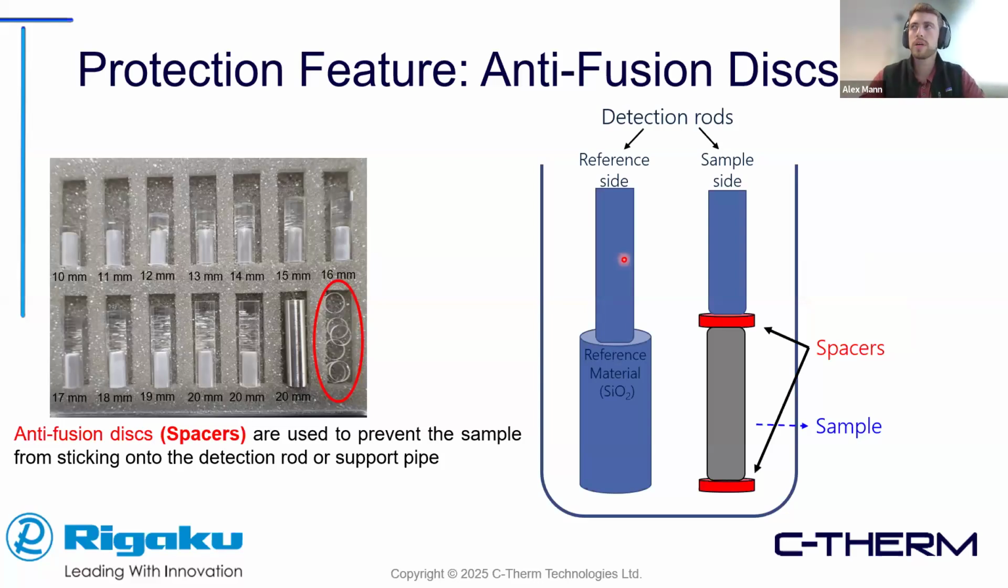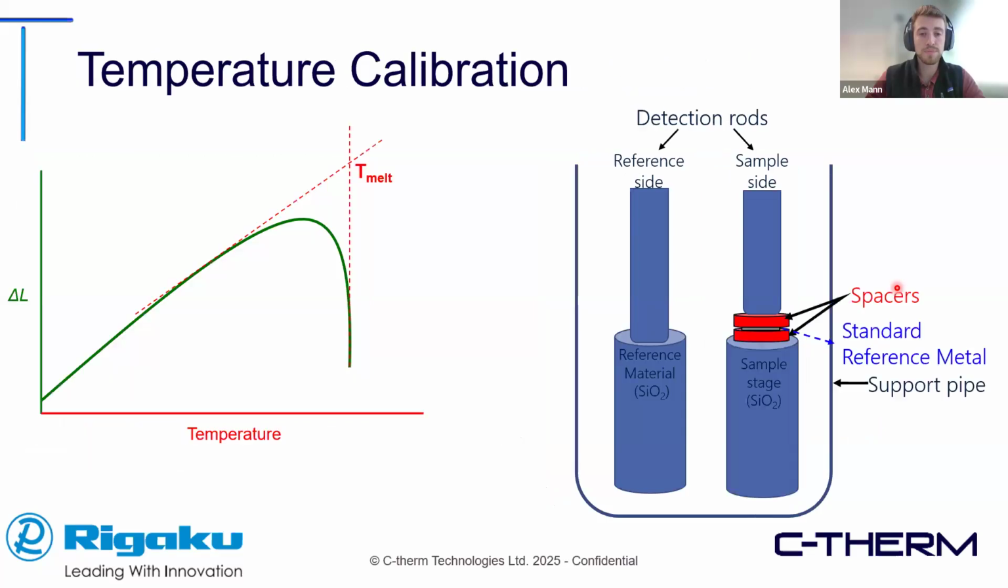I'd also like to highlight real quick the anti-fusion discs or spacers. I've talked a lot about softening with polymers and glass, and when it gets soft, sometimes it sticks. We don't want the softening sample to damage either the holder or the detection rod. So what Rigaku has are these little spacers, which are sacrificial. You place them on the top and the bottom, so that if there is any melting or fusion occurring, the sample will just stick to the spacers, and the detection rod and the support tube will be clean and ready to use, no damage.